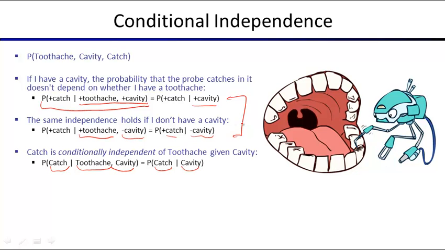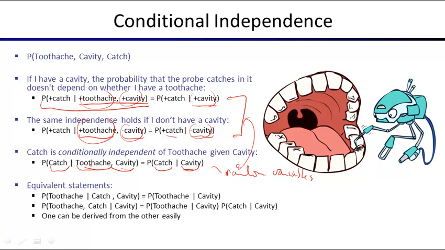What's the difference between these two? Here we just have the random variables, whereas up here we have the instantiations in the back. And by just having the random variables here, our notation implies that this is true for all possible instantiations of these random variables. Okay, that seems reasonable. Probability of catch is independent of toothache once you know there's a cavity or there is no cavity.